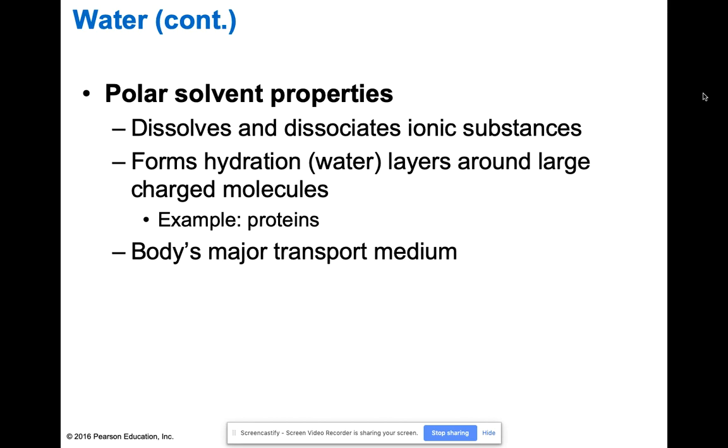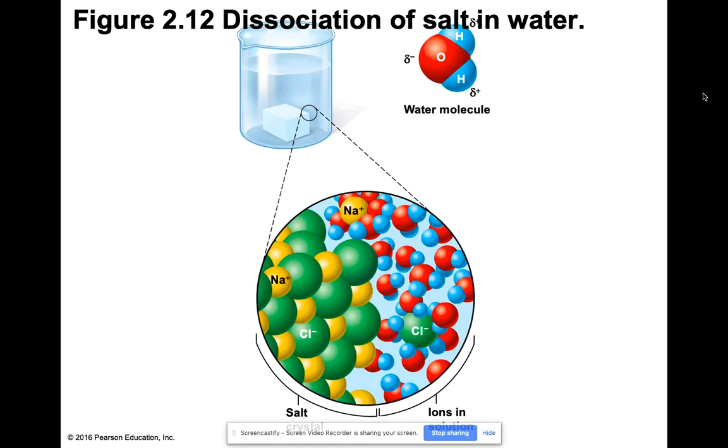So it's considered polar because it has both regions. And there's a saying in chemistry that like dissolves like. So polar solvents will dissolve polar substances. Here's an example of that.